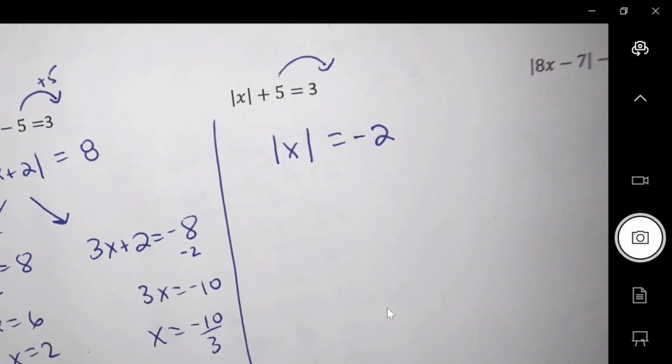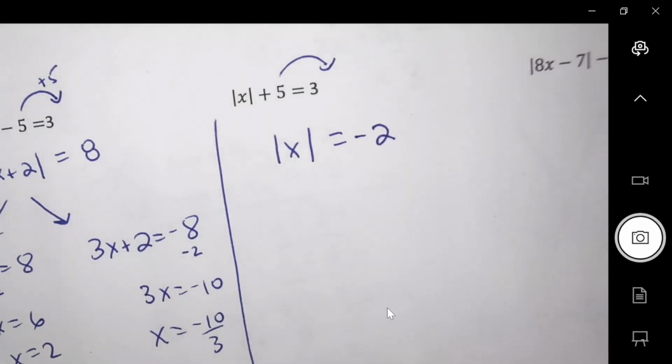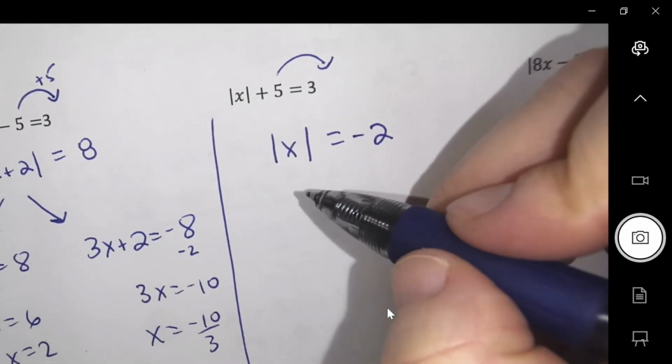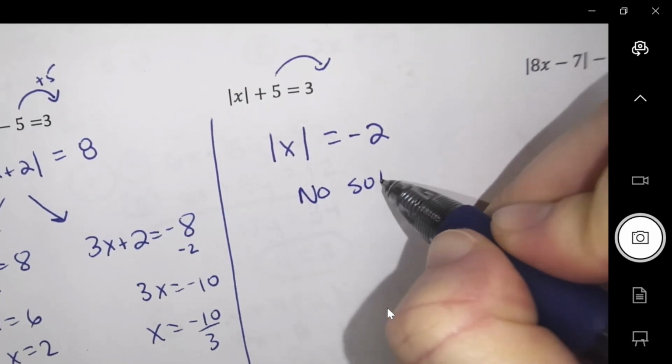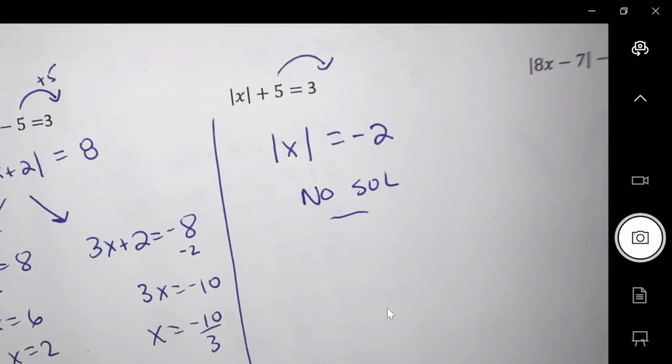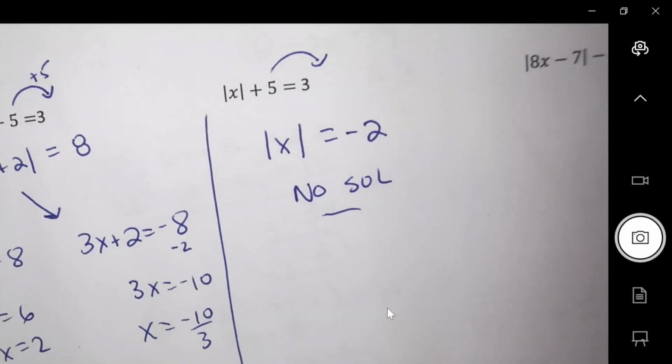And then we're going to pause and we're going to think about this before we write anything further. What's happening here? What do we know about absolutes? Will they ever turn out negative? No. So then I can write no solution. Okay, absolutes will never turn out negative because the absolute value of 2 is positive 2 and the absolute value of negative 2 is positive 2. It always turns out positive.